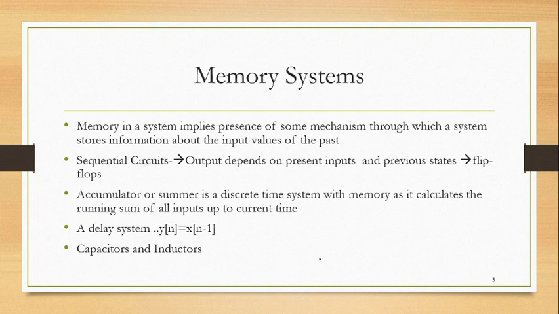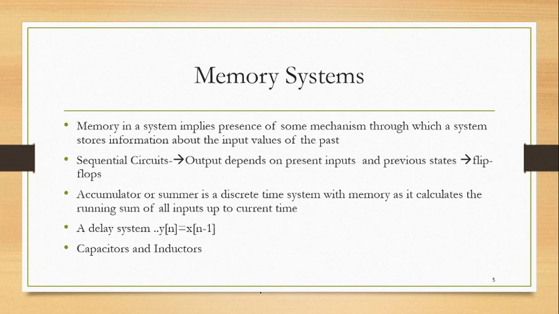Another example is the accumulator or summer, which is a discrete time system with memory. Why? Because it calculates the running sum of all the inputs up to the current time, the running sum of all the past inputs and the current one. So the accumulator or summer is also an example of memory systems.